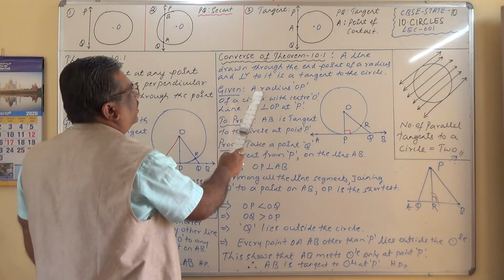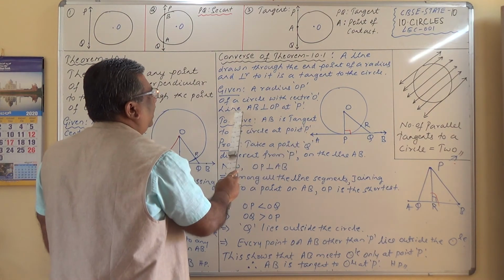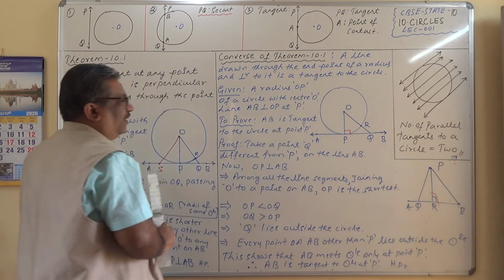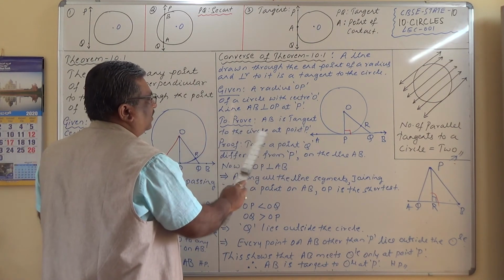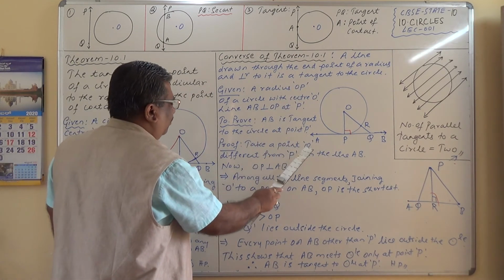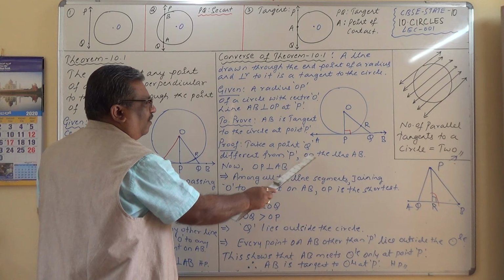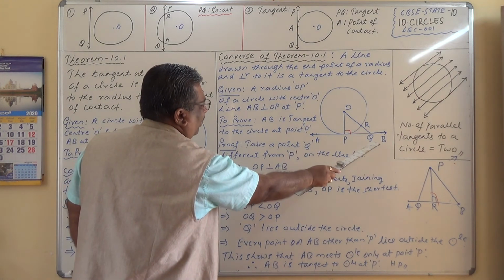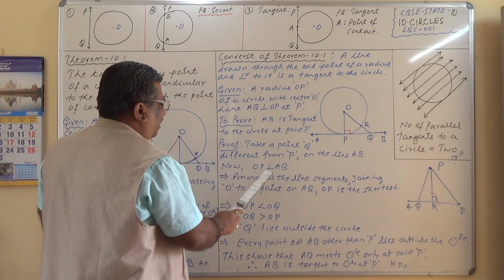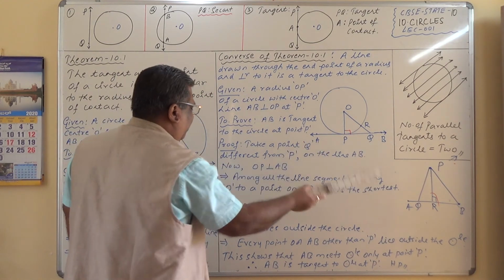Let's see. Given a radius OP of a circle with center O, line AB is perpendicular to OP at P. That is given. To prove: AB is tangent to the circle at point P. Proof: take a point Q, different from point P, on the line segment AB. I have chosen one point Q other than point P on the line segment AB. Now, OP is perpendicular to AB, given to us.